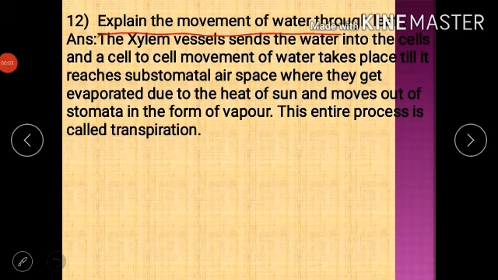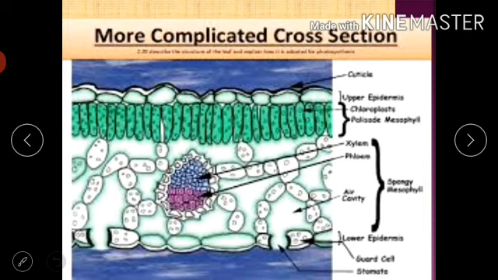The next question is, explain the movement of water through the leaf. Here is the picture, a cross section of the leaf. The outer layer of the leaf has the cuticle just above the upper epidermis. This is the upper epidermis. Just below the upper epidermis, there is a layer called palisade cell. This palisade cell has chloroplast, which is green in color and helps in photosynthesis. Just below palisade, there is spongy cell. Can you see spongy cell over here?